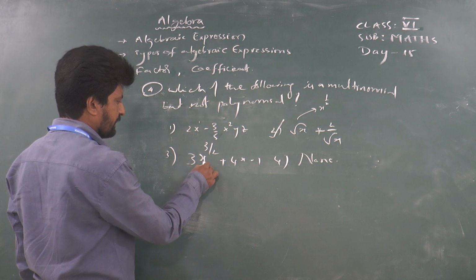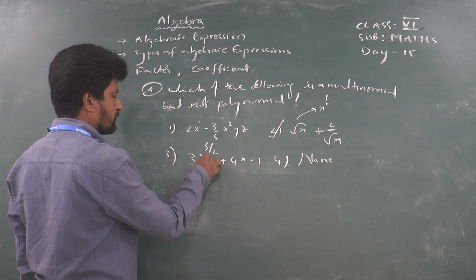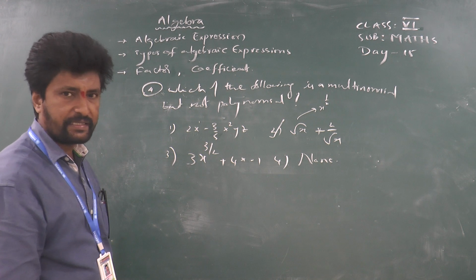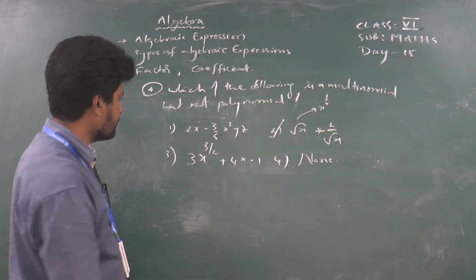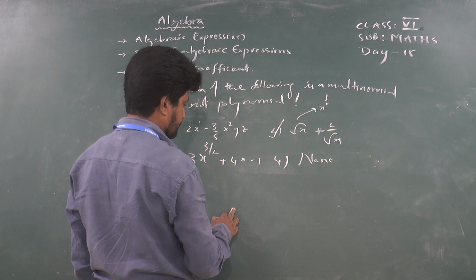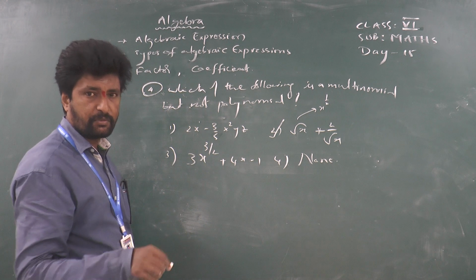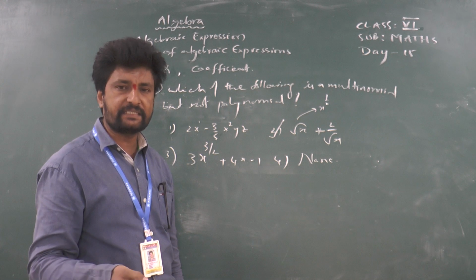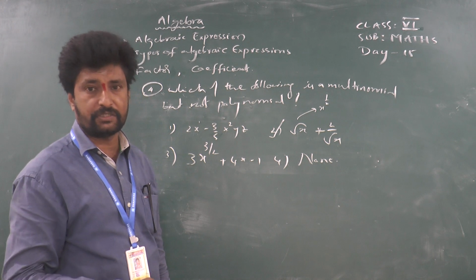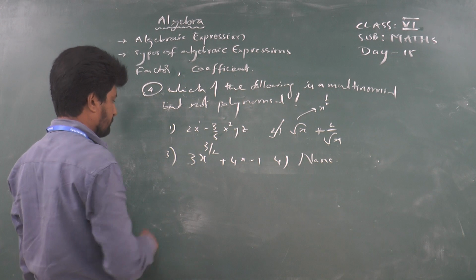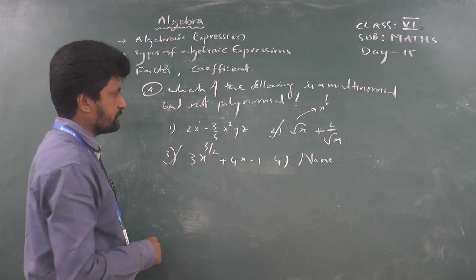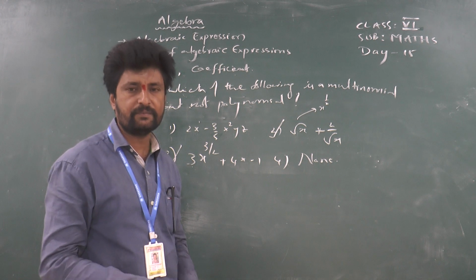Now see this one. In the first term, 3 into x to the power of 3 by 2. X is the variable. The power of x is 3 by 2, that is not a positive integer. That's why that is multinomial, even though here x to the power of 1, a positive integer, exists. If at least one variable exists whose index is other than a positive integer, then that is not a polynomial. What do we call this one? Multinomial. Okay. Now here we have two options. That means this is a multi-correct answer type. Okay. Thank you.